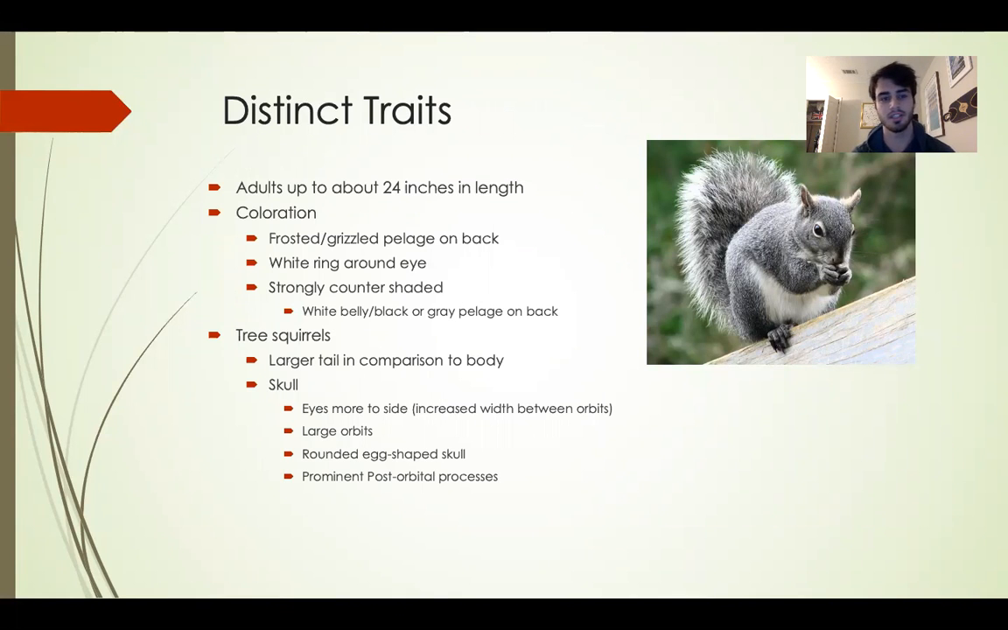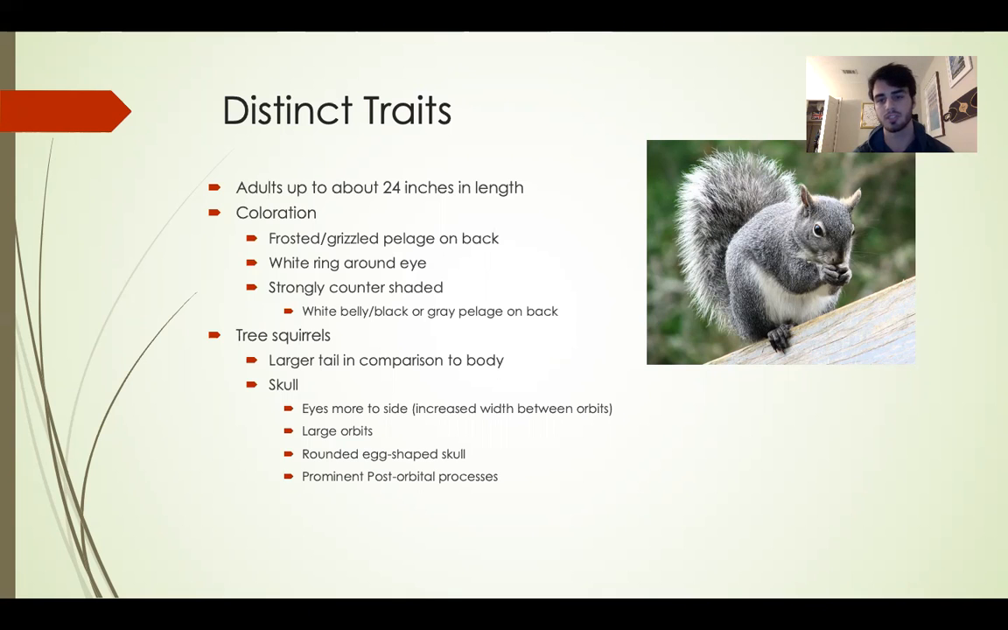Continuing on, getting into the distinct traits of this organism, adults tend to be up to about 24 inches in length and can be as small as about 18 inches or so at maturity, and that is including the length of their tail as well. Their coloration is frosted grizzled, so they have that frosted grizzled pelage. Each strand of hair actually has that white tip to it. They have that white ring around their eye, however, that is not diagnostic of the species. And they're also strongly countershaded. So we see they have this black, grayish pelage on their backs with this really strong contrasting white belly there. So they've got that strong countershading.